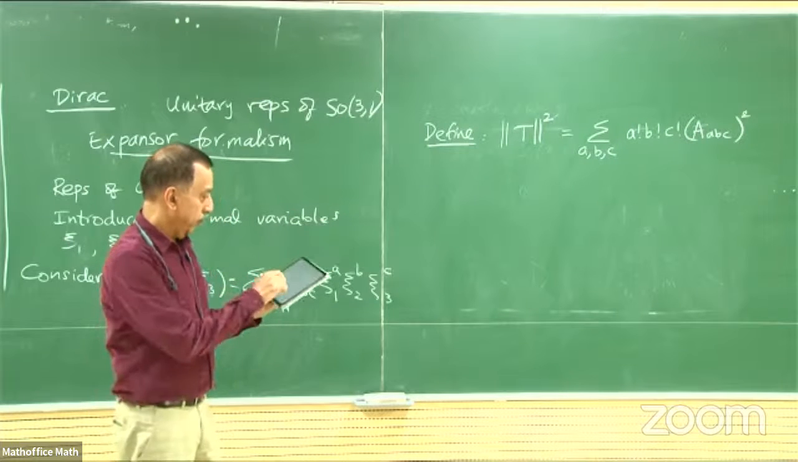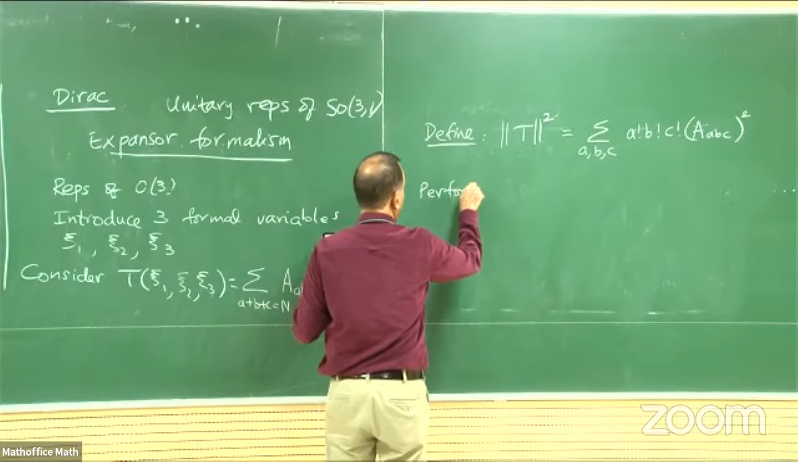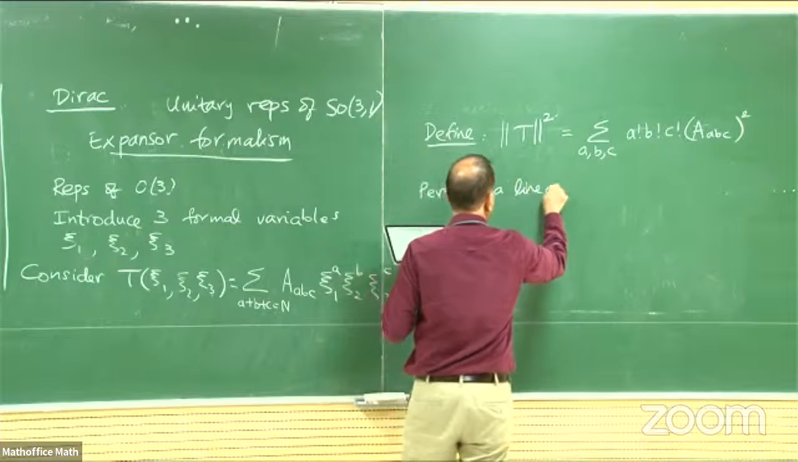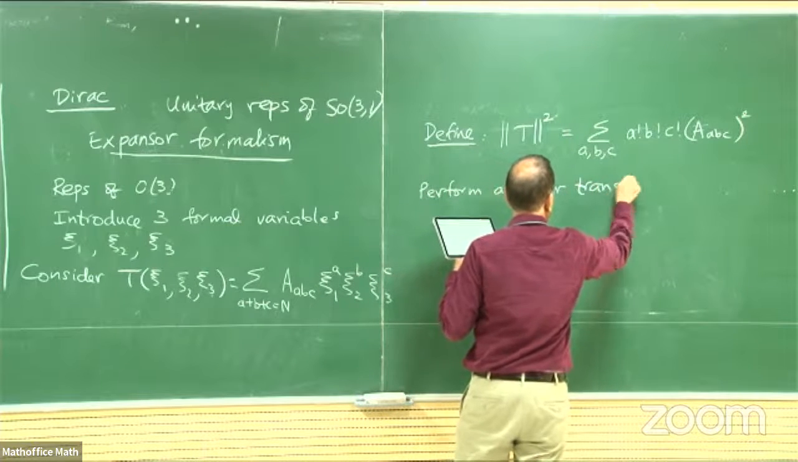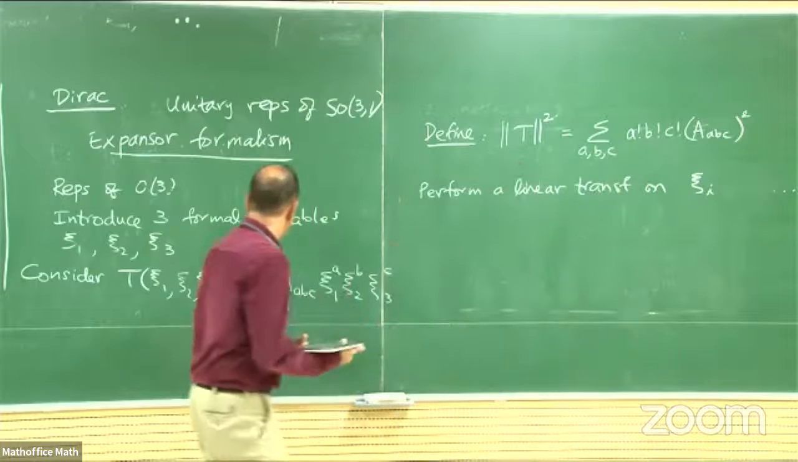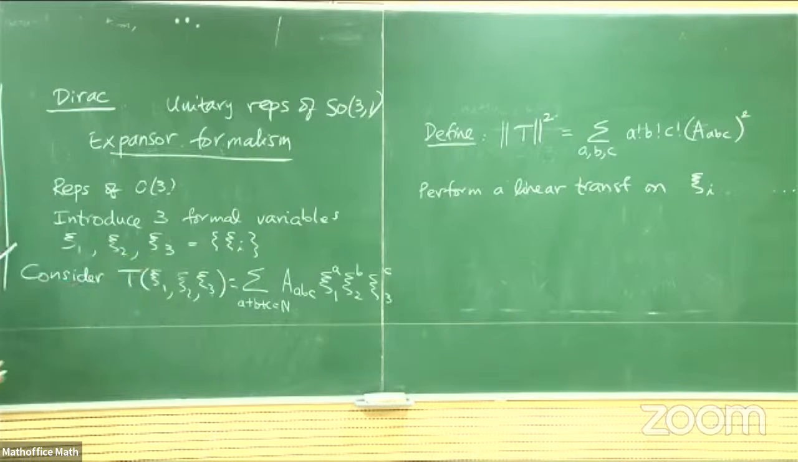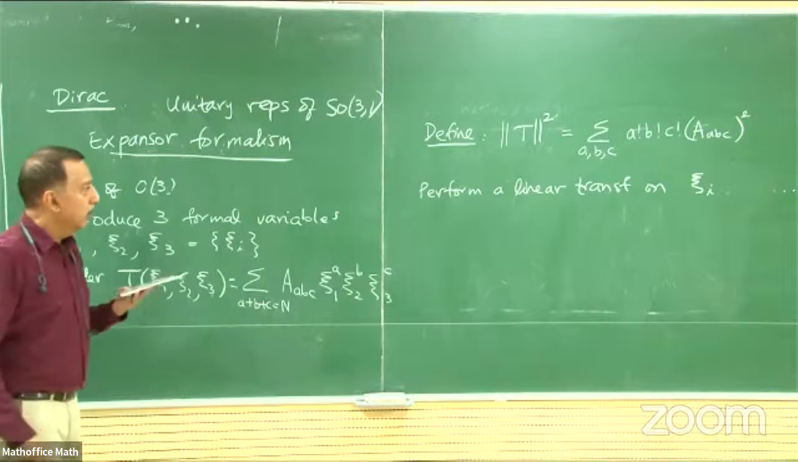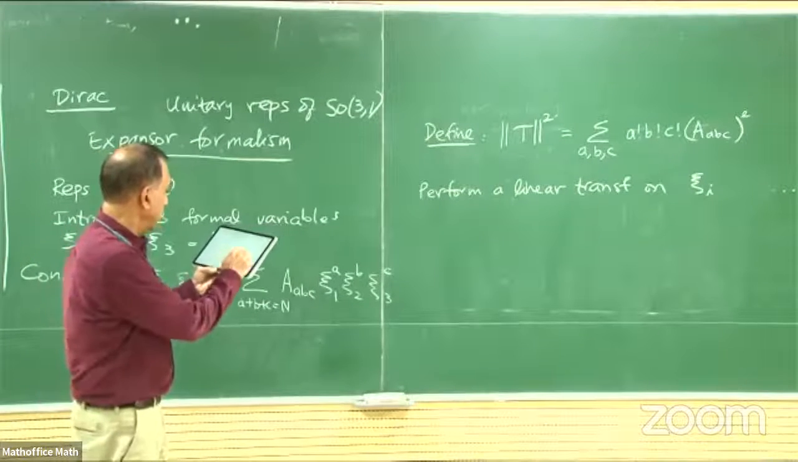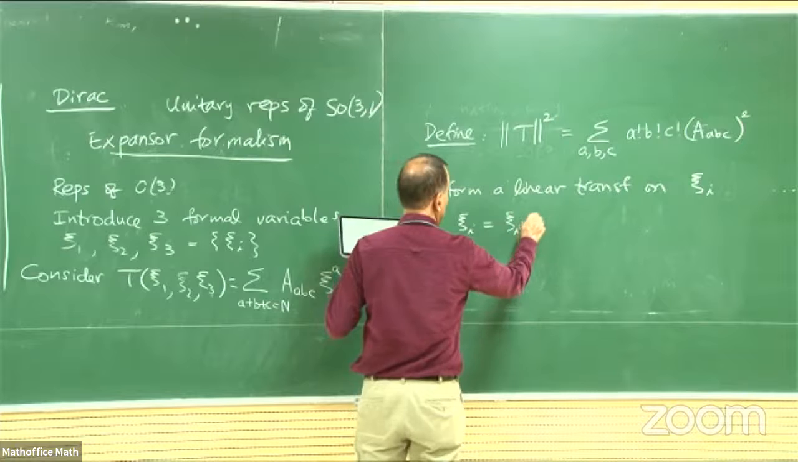That's the norm. Okay. Now let's carry out a linear transformation on the xi i's. So I'm going to use i to label these. i goes over 1, 2, 3. And the reason it's 3 is that we are trying to represent O3. You can do this trick by replacing 3 with any other integer you like, and you'll get On. Okay. So let's perform a linear transformation.